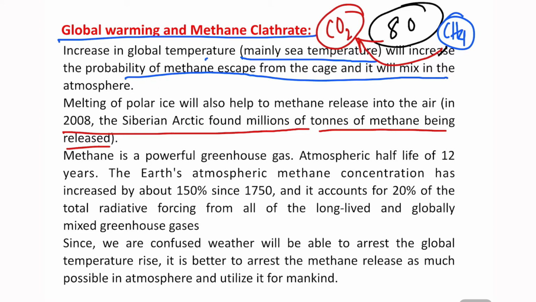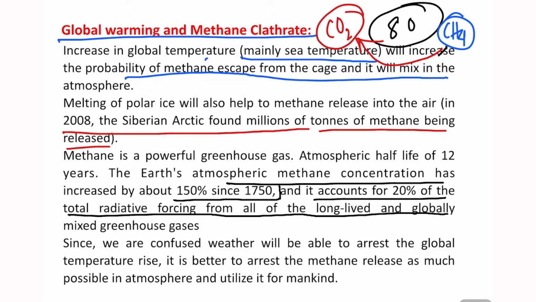So that is the reason why we should focus on methane clathrate extraction, and try to develop the technology as fast as possible so that methane release into the atmosphere is less. Now you can see one data point: the Earth's atmospheric methane concentration has increased 150% since 1750. And it accounts for 20% of the total radiative forcing from all long-lived and globally mixed greenhouse gases. So now you can understand the contribution.